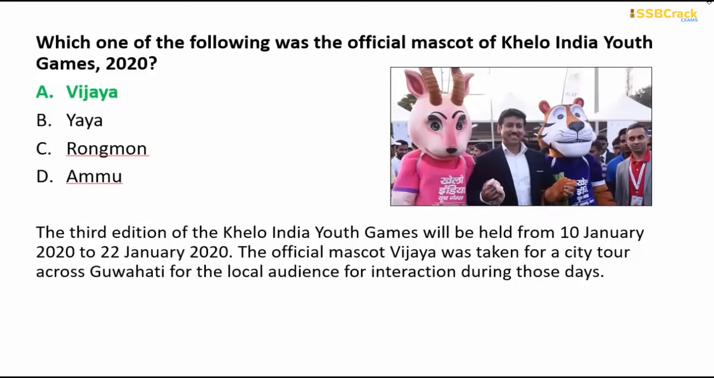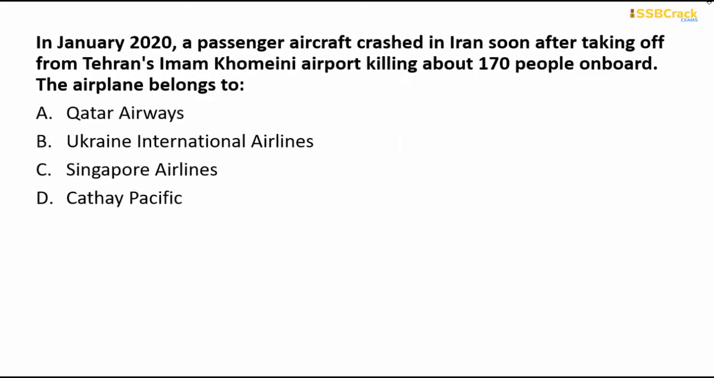So the 3rd edition of it was conducted from 10th of January 2020 to 22nd of January 2020. Remember the dates: 10th of January 2020 to 22nd of January 2020. This is the 3rd edition of the Khelo India Youth Games. The official mascot Vijaya was also taken for a city tour across Guwahati for interaction with the local audience during those days.